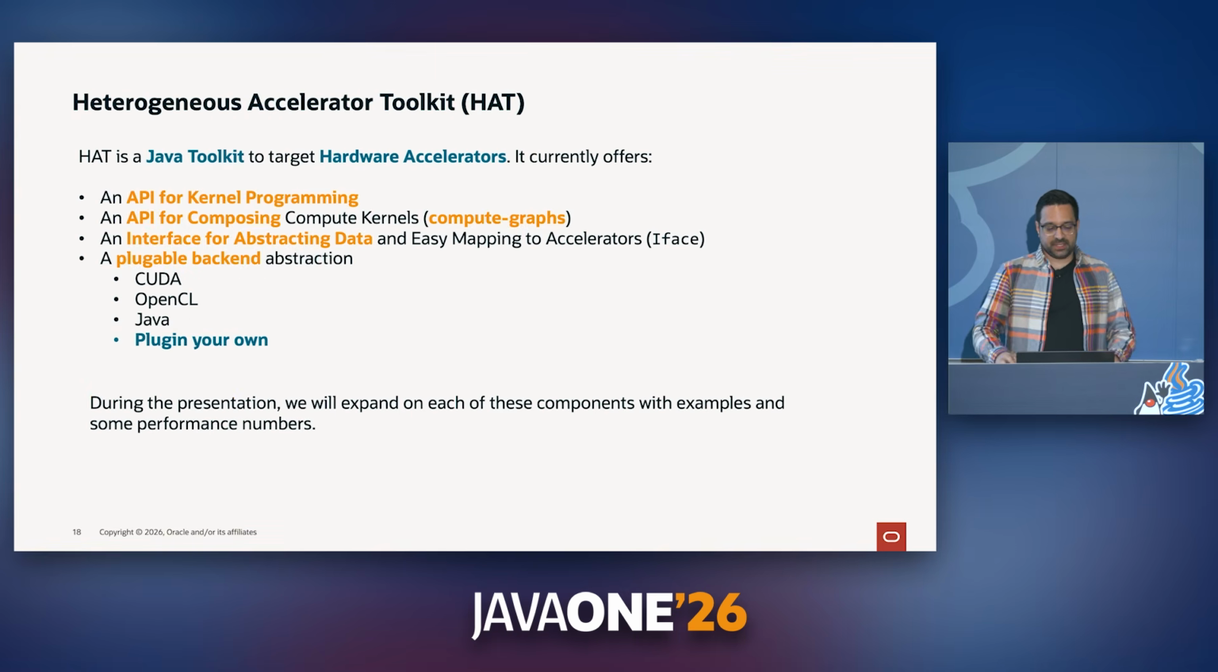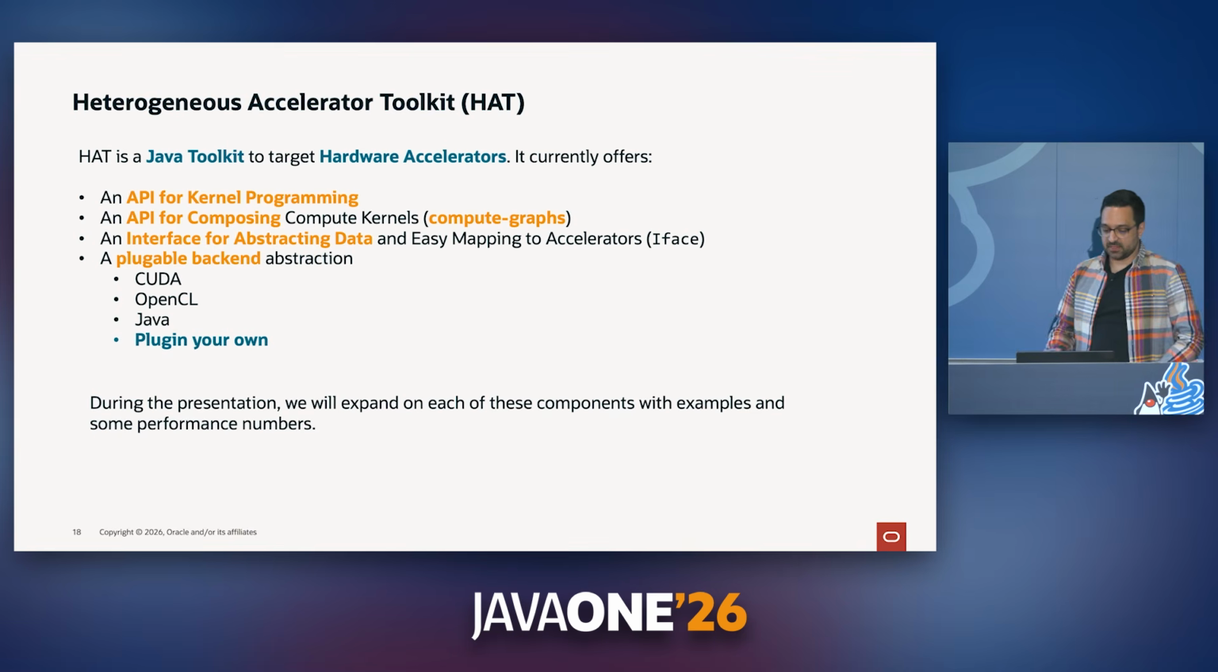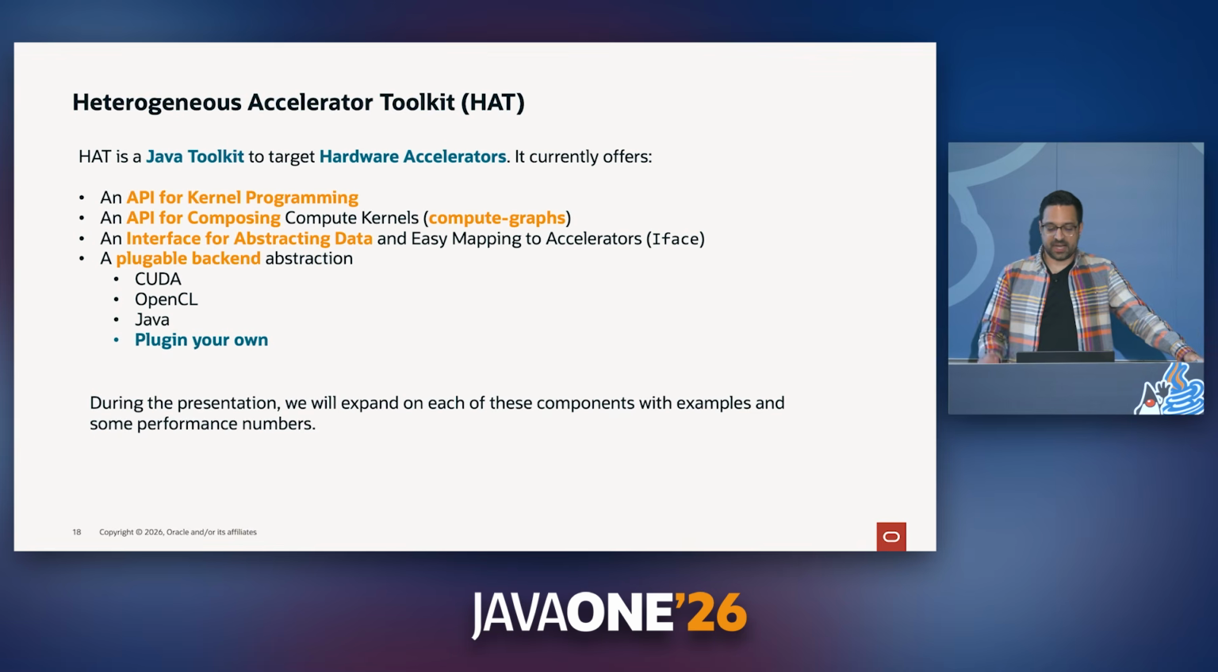So that's why the HAT comes into place here. HAT stands for Heterogeneous Accelerator Toolkit, and essentially it offers a set of APIs for you to be able to run on hardware accelerators. It offers an API for kernel programming. It offers an API for composing multiple kernels, similar to what Tornado VM does, for example. We call it compute graphs.